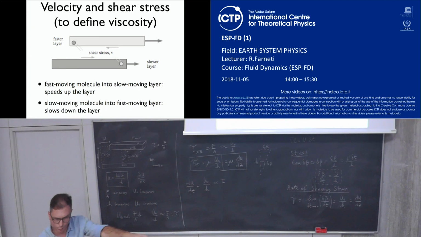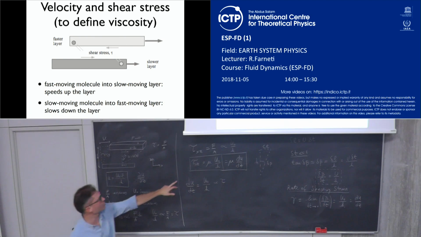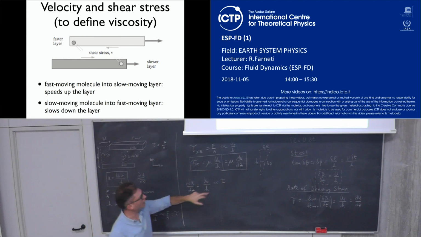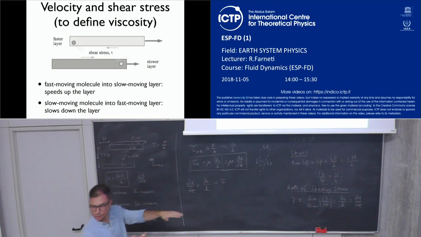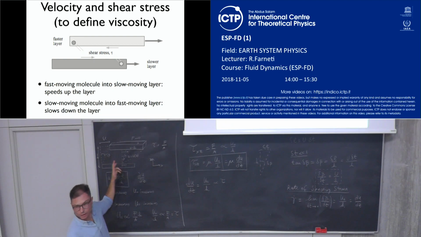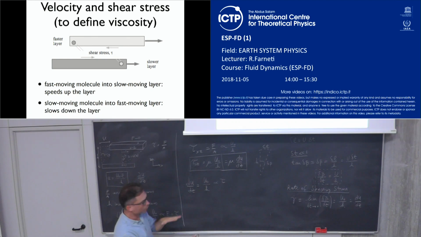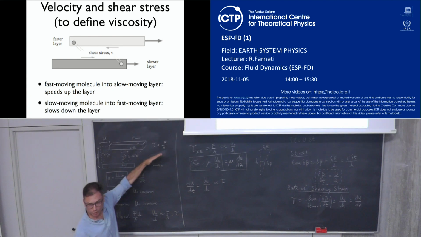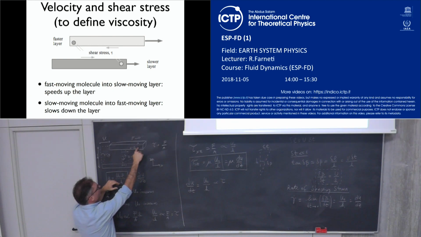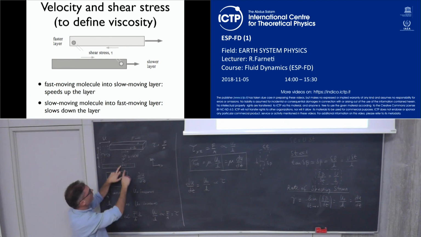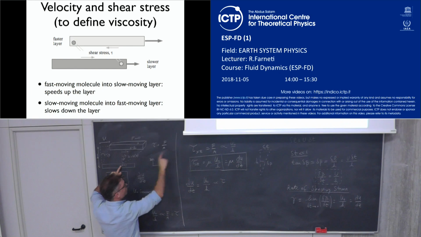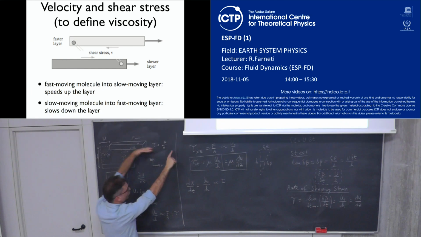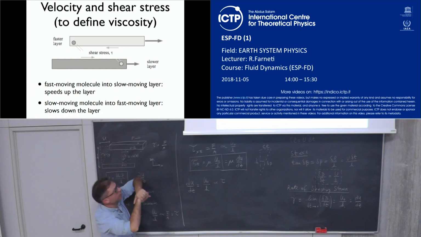The fluid deforms continuously as long as you have a shear stress, and you generate a velocity gradient. Without a shear stress, the velocity gradient is equal to zero, velocity is equal to zero. As soon as you apply a shear stress, you create a velocity gradient because you deform the fluid. The velocity at the surface will go like u naught, and the velocity at the bottom will be zero. You will have a strong velocity gradient for a strong shear stress.